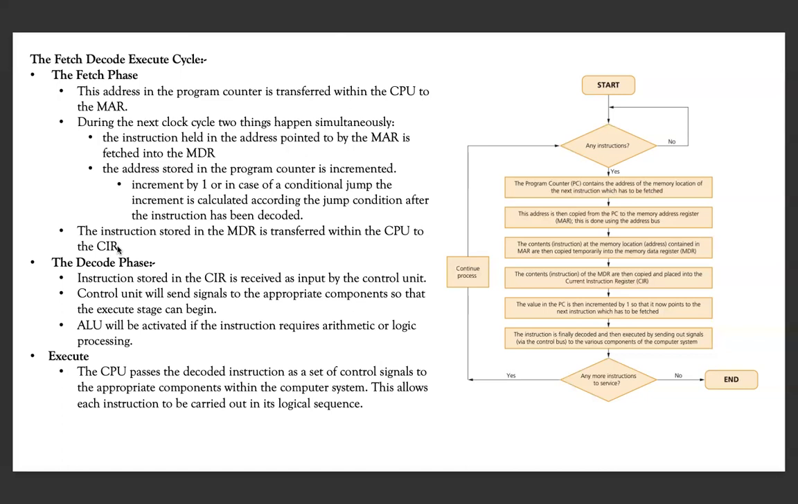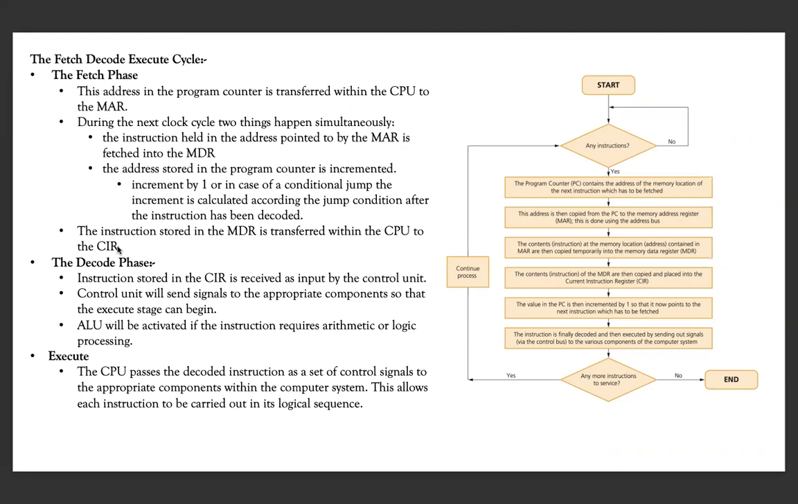So basically, as you remember, the current instruction register holds the instruction which I'm about to execute now. So this is the fetch phase. I start off with the program counter, the address is sent to the MAR, the address is accessed and data is brought into the MDR, the PC is incremented, and the data from the MDR is then sent to the CIR. So far, my fetch phase is completed.